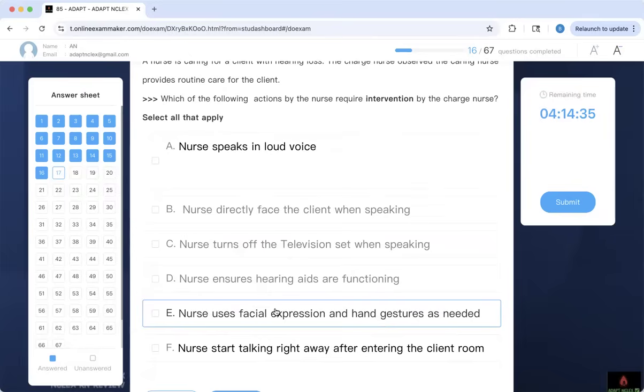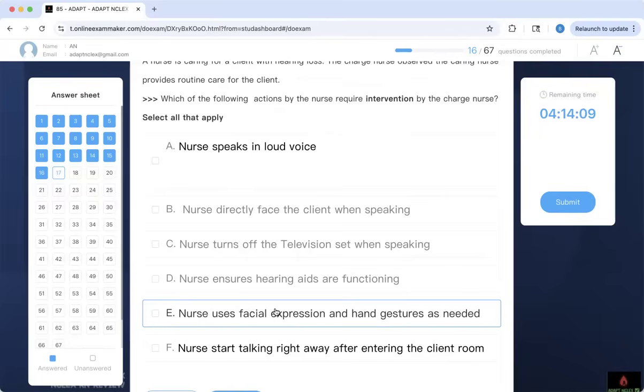Nurse directly faces the client when speaking. When you're speaking, you're facing them. Nurse turns off the television set when speaking. Usually they will use your mouth. When they can't hear, they can use your mouth. Next, ensure hearing aids are functioning. You give them a hearing aid and they can use it. Next, uses facial expression and hand gesture. And like I said, if they can't hear you, develop more senses.